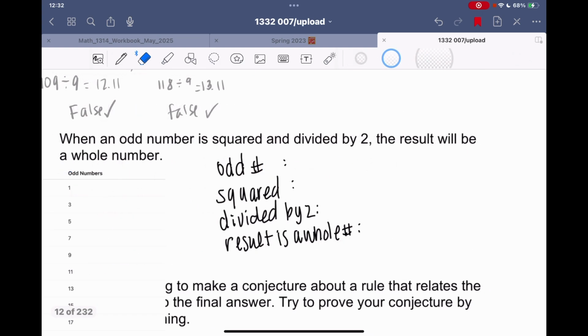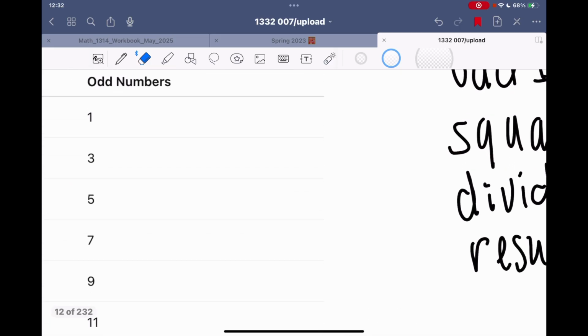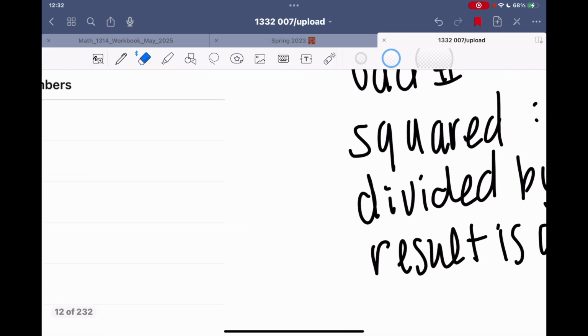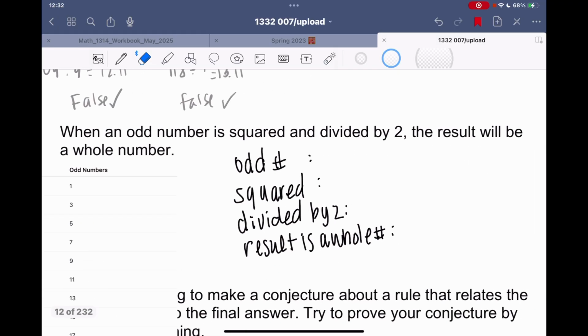Number 6: when an odd number is squared, I have a list right here of odd numbers: 1, 3, 5, 7, 9. Any number that ends in those numbers is odd. So go back to number 6. When an odd number is squared and divided by 2, the result will be a whole number.